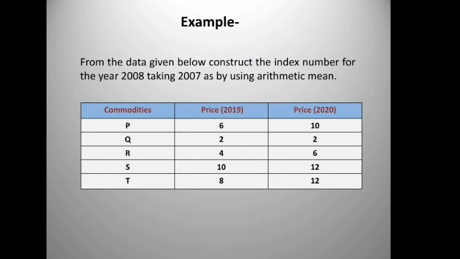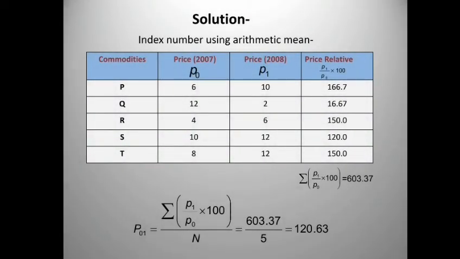So here is an example. From the data given below, construct the index number for the year 2020 taking 2019 as base, by using arithmetic mean. We have commodities, price in 2019 and price in 2020. So here is the solution. Index number using arithmetic mean. Here we have price relative, where P1 divided by P0 into 100. We have summed up all the price relatives, and we've got 603.37.